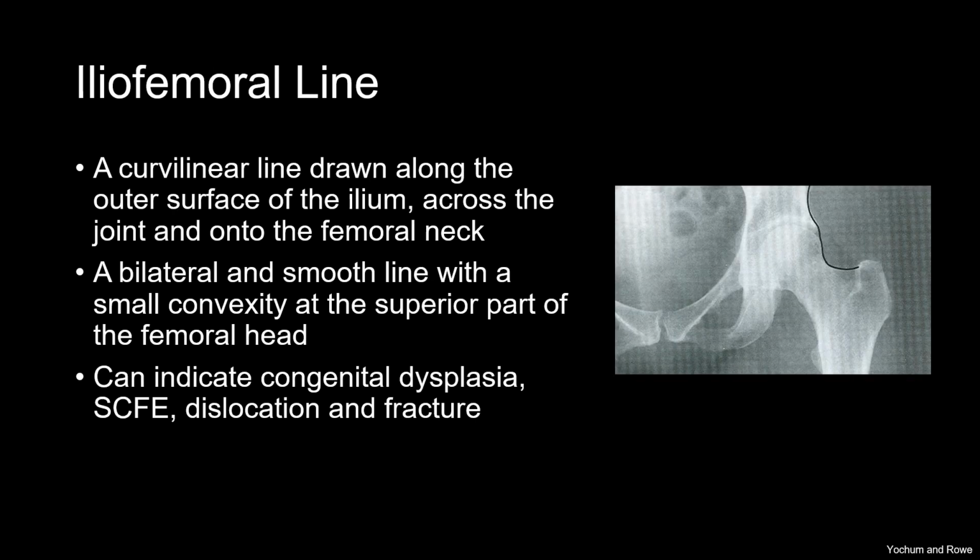The iliofemoral line is drawn on the outer ilial cortex across the top of the acetabulum and then through the femoral neck. A smooth line indicates normal alignment, whereas if it's not smooth, you might have evidence of some kind of hip dysplasia or a fracture, those types of things.